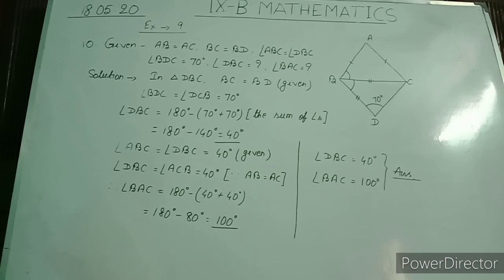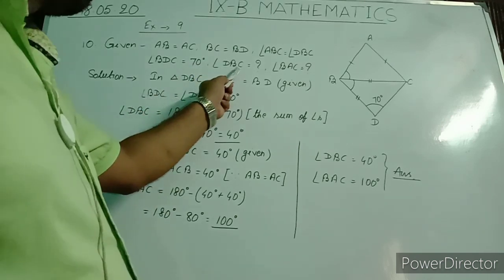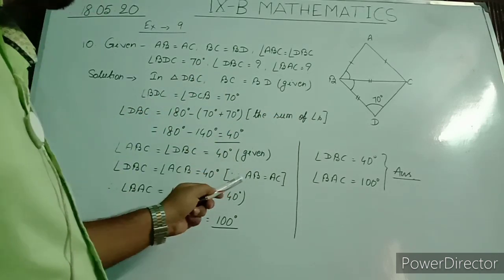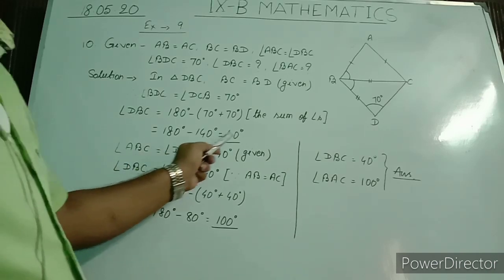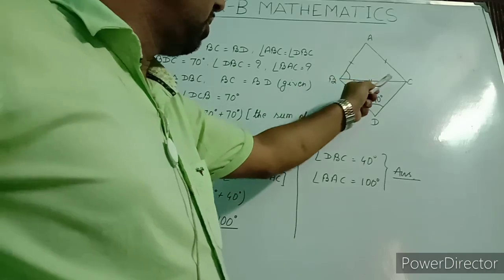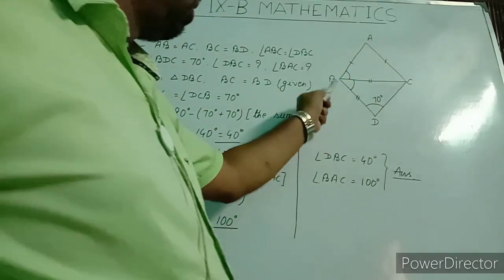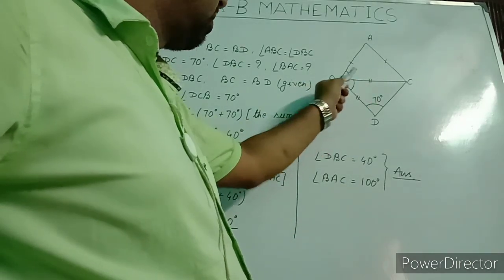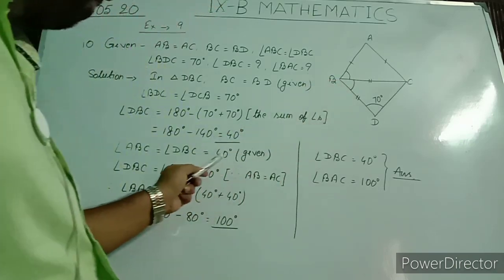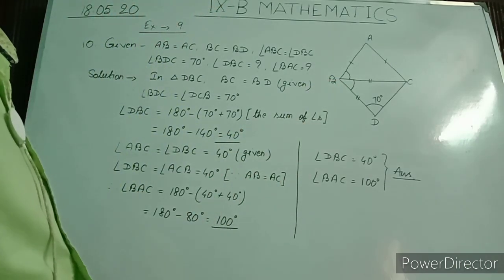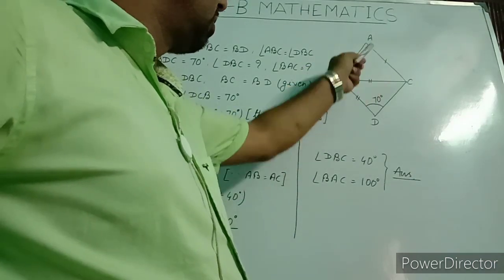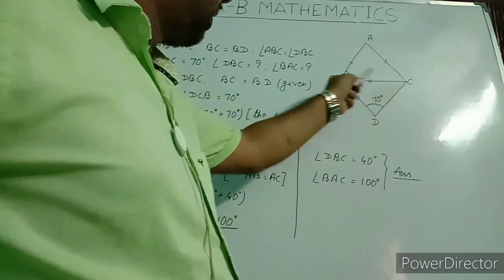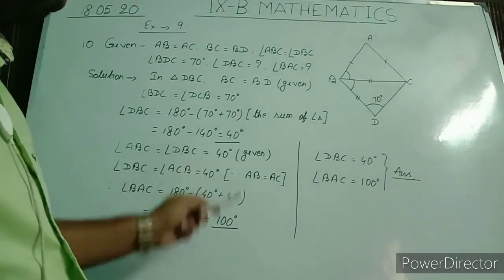Now, DBC that was asked to find, I got 40 degree. Now angle ABC equal to angle DBC, because this is the bisector, so these two angles will be equal, and that became equal to 40 degree. And now we are saying AB equal to AC, so this angle will be equal to this angle, so angle ABC equal to angle ACB equal to 40 degree.